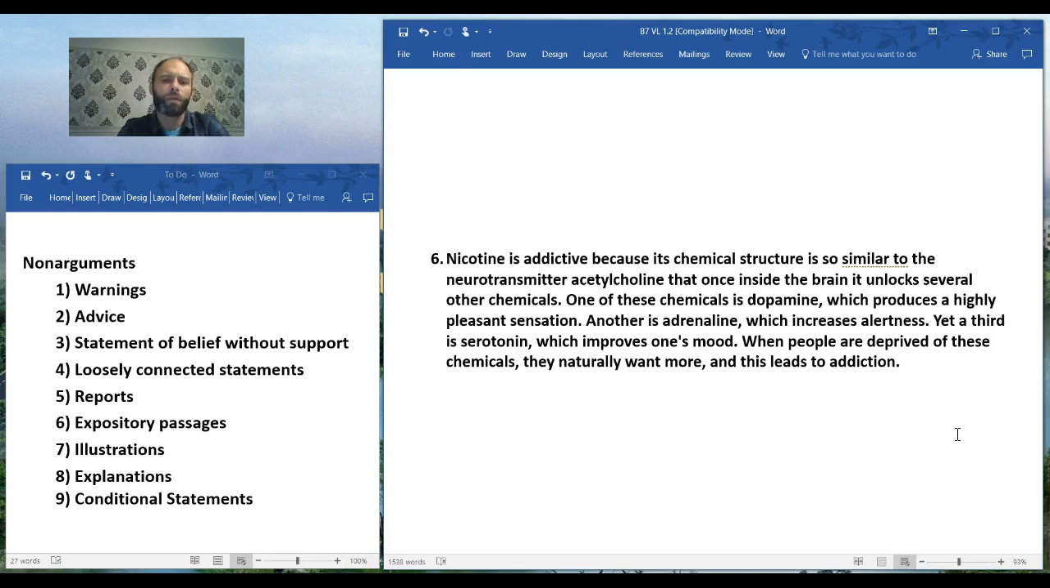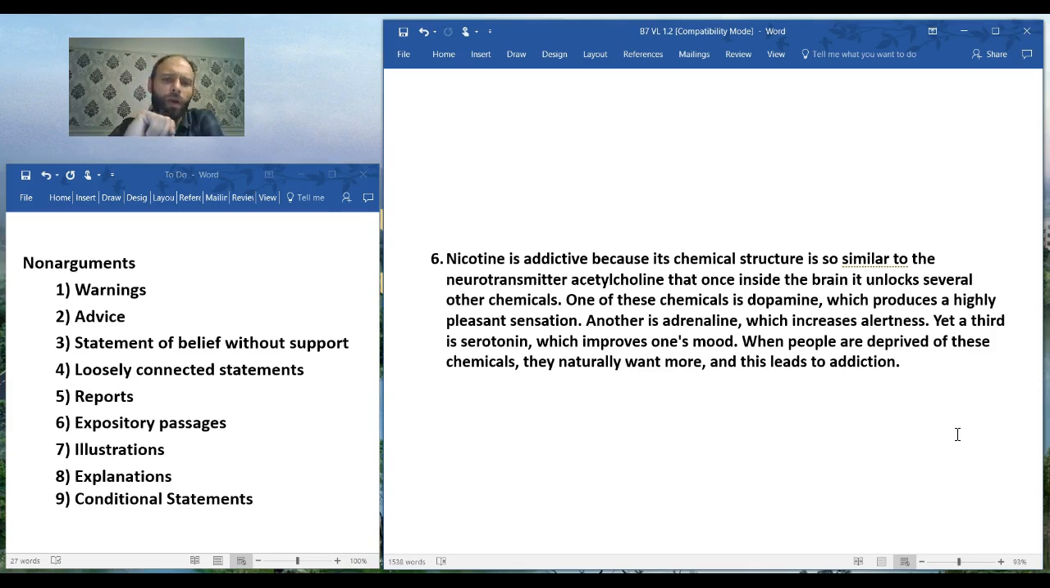is that conclusion controversial? Well, it might have been, and it was for a long time, whether nicotine was actually addictive or not. But now it's much less controversial. Thankfully, we've been getting the results of lots of the science, and it's really clear that nicotine is addictive, and most people know that. So, not very controversial. So we're probably not looking at an argument. If we're not looking at an argument, and we see that word because, we recall from when I was talking about explanations that we were probably looking at an explanation.